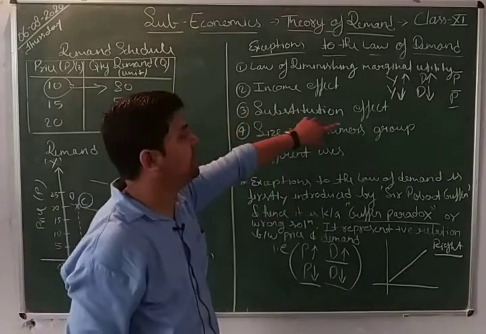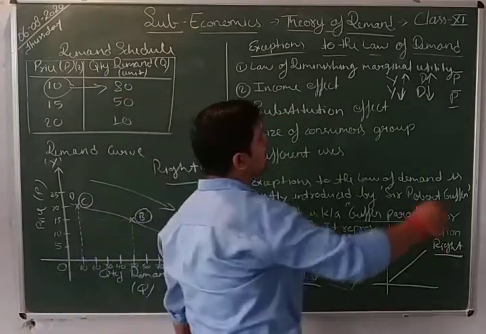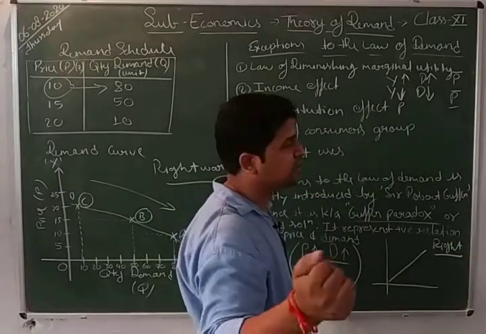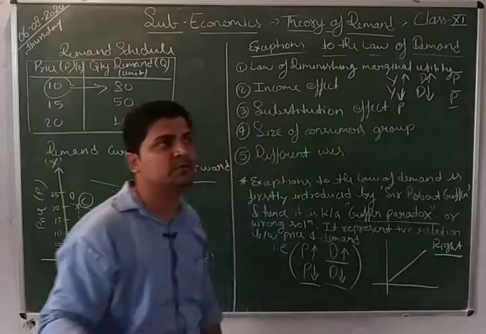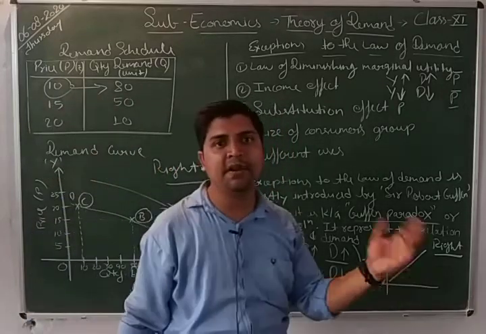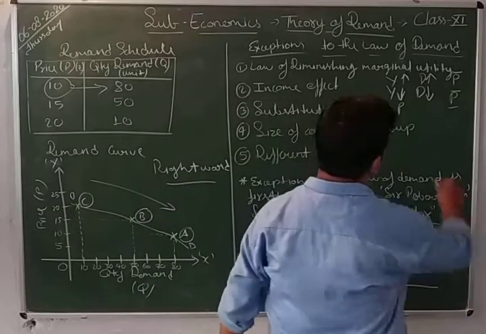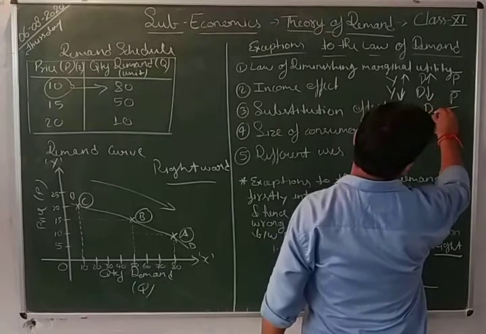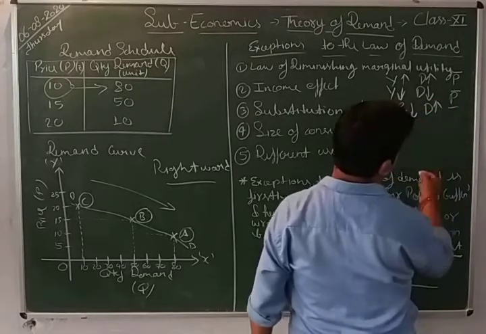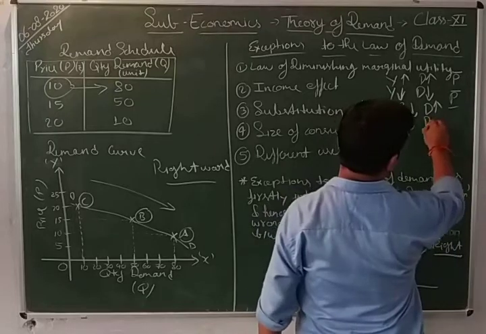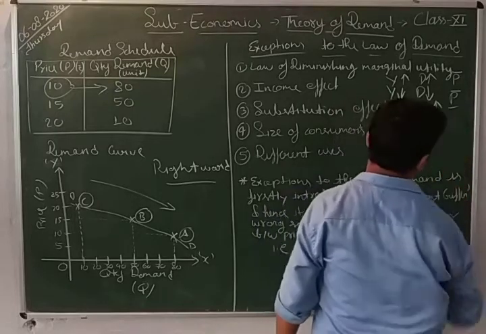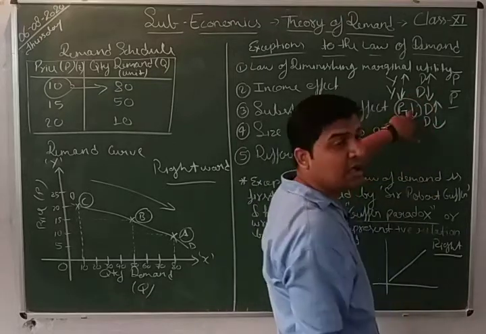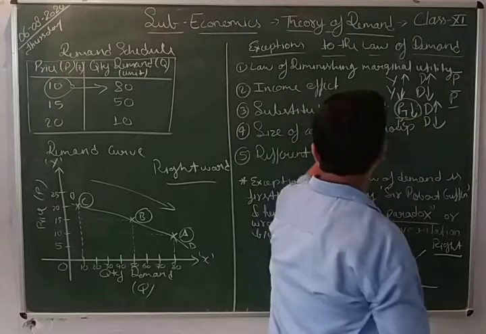Third one is substitution effect. I had told you about substitution, where we consume coffee in place of tea. So here, if the price of tea decreases, then its demand increases, and the price of coffee is constant, but its demand decreases. Means there is an effect on the price of tea, but it also affects the demand of coffee. That is substitution effect.